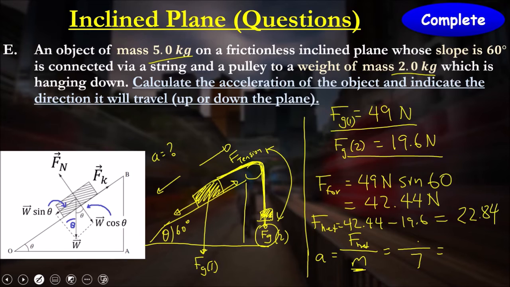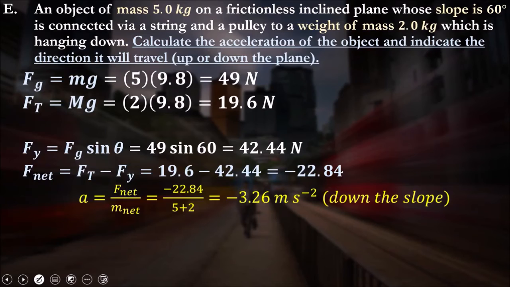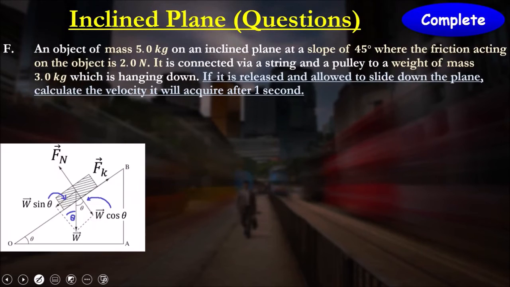So it'd be 22.84 over 7. And so that gives us the number of 3.26 meters per second squared. And obviously it goes down the slope, because it's a direction. So now we are back in business.